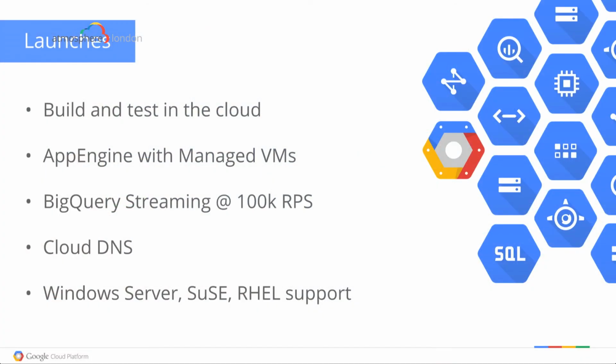So, summary of the launches that we made last week. So we've build and test in the cloud, will be the demo we'll show you soon. Managed VMs on App Engine, 100,000 rows per second streaming into BigQuery. We've just launched a cloud DNS product, so we're able to handle both API-driven DNS and be able to use that for cross-region load balancing, and some new commercial operating systems that we're supporting now.